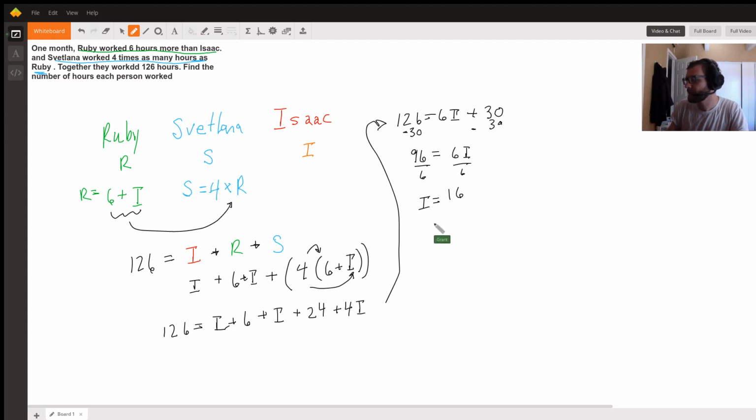Then to find the amount of hours Ruby worked, we just add 6 to that. So to find R, we take 16 plus 6, and that's 22. And then to find the amount of hours Svetlana worked, we take the hours Ruby worked, 22, times 4. So 22 times 4 is 88. If we add all this together, 16 plus 22 plus 88, we get 126.